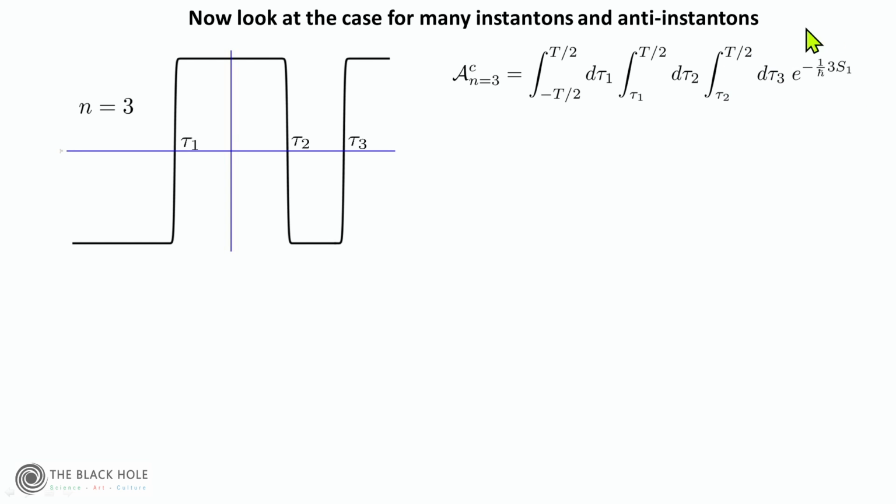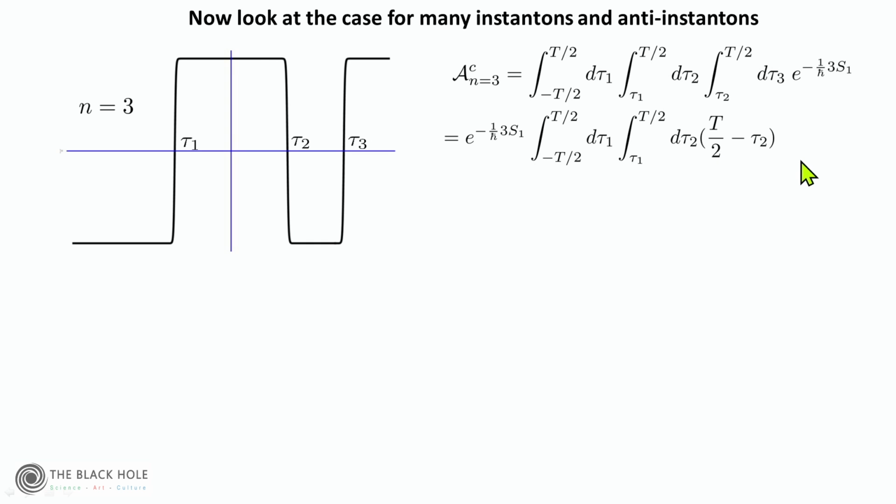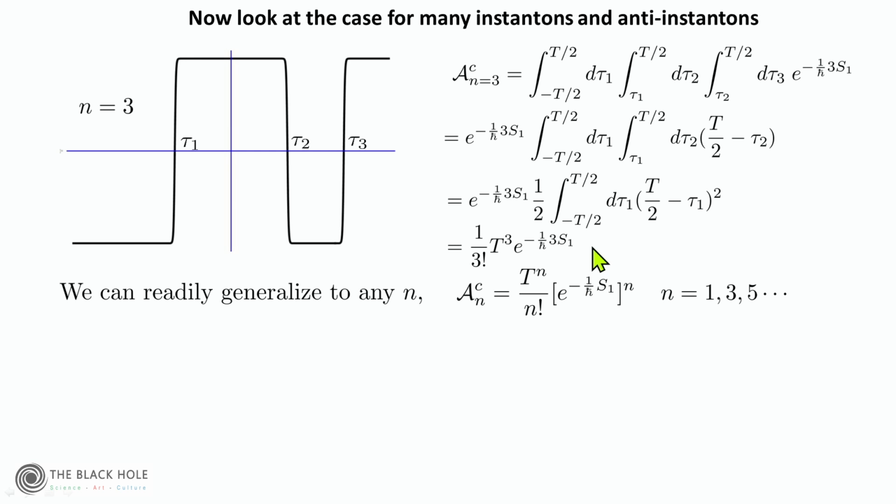And of course, since there are 3 instantons in this particular example, there's this factor e to the minus 3 S1 over h bar. How do you do this integral? Well, anyone can do this. You can do the first integral. That leaves you with only 2 integrals to do. Do the second one. And finally, you do the third one. So you get t cubed over 3 factorial and this thing as before. You can generalize this to n instantons, and you get t to the n over n factorial times this.